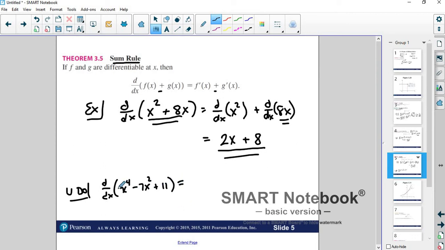Okay, so the derivative of x to the 4th, bring the 4 down, subtract 1 from the power. The minus sign stays, so you get minus 7 times 2 is 14x to the 1st power, and then plus nothing. The derivative of 11 is 0, so you get 4x cubed minus 14x. Again, that's the derivative function for this function here. Okay, right now, don't worry as much. Yes, it's for the tangent line and all that kind of stuff, but don't worry as much about that right now. Just focus on the rules.